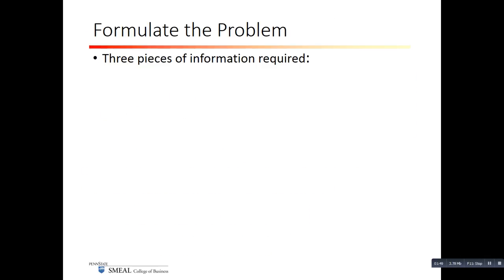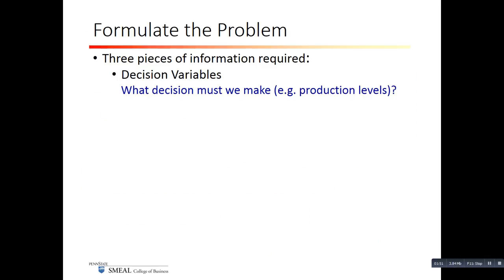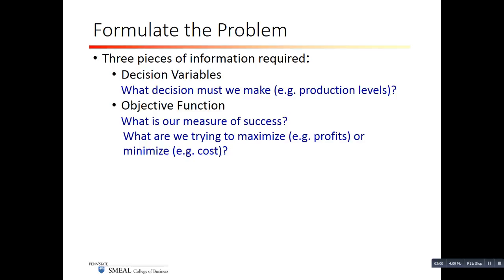So as you see here, there are 3 pieces of information. First is the decision variable. What's the decision you are trying to make? In this case, it's the number of tables and chairs to make. The second is the objective function. What is the metric you are going to measure the success of your decision? In this case, it is to maximize the net profit.